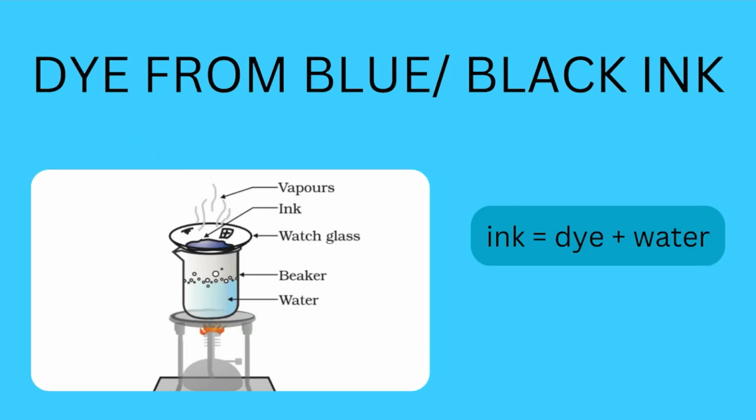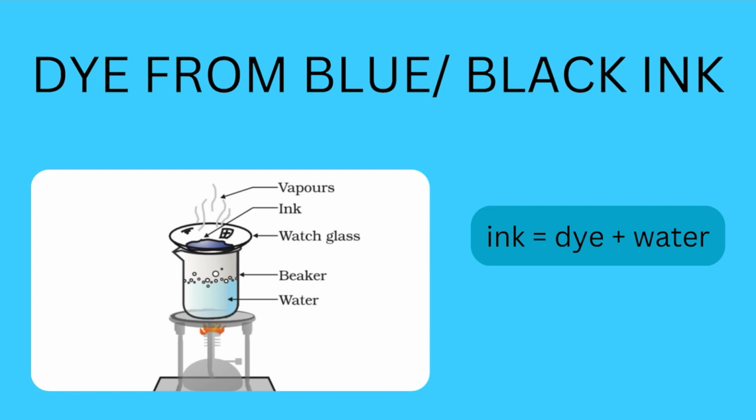Now moving on, we have an activity, and with that activity we will also be learning a method of separation. So what they are telling us is that they want you to separate the dye from ink. Okay, so ink is basically dye dissolved in water. So you have to separate that dye from that water. That is your task. So what you're going to do is take a burner, have a tripod stand over it, and light the burner. You're going to place a beaker that is filled with water.